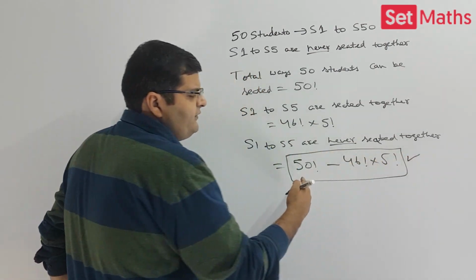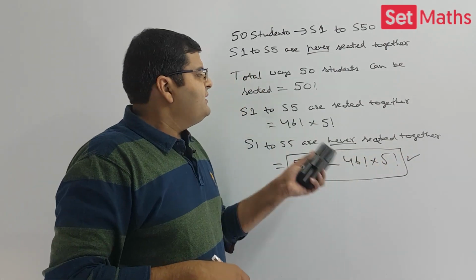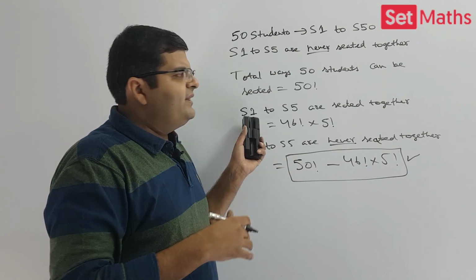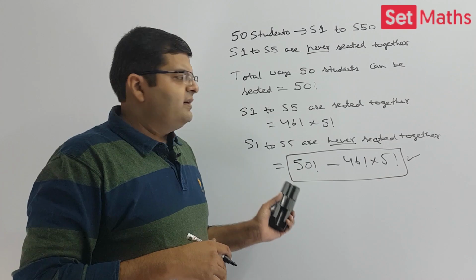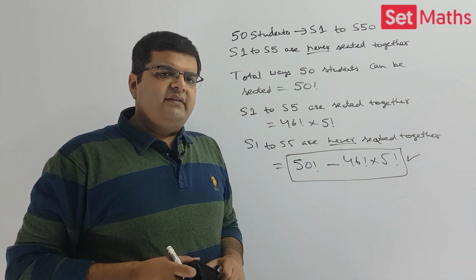Alright, so total is 50 factorial. From that we deduct the number of ways to seat when they are always together. That will give us the number of ways they are never seated together. Alright, so this is how we solve this question.